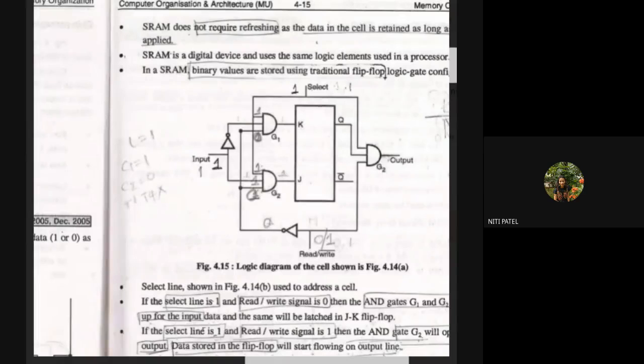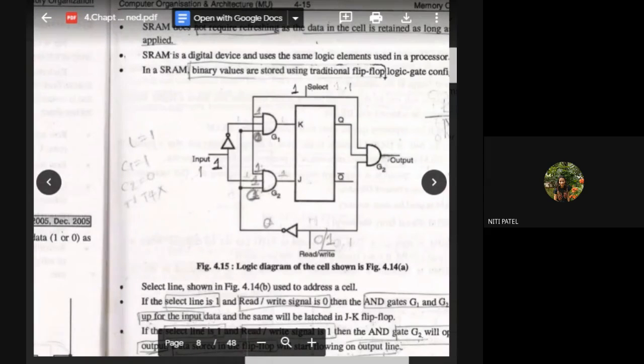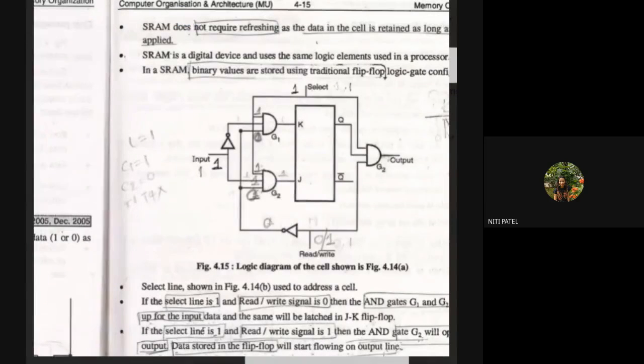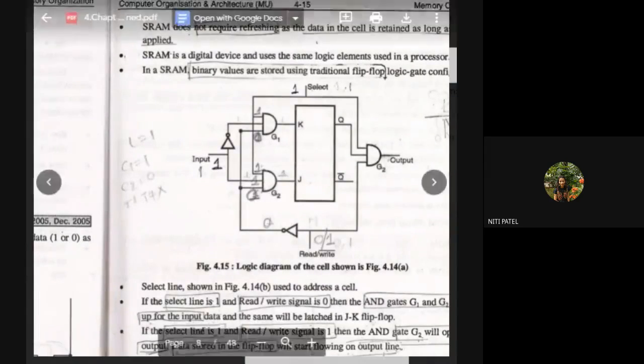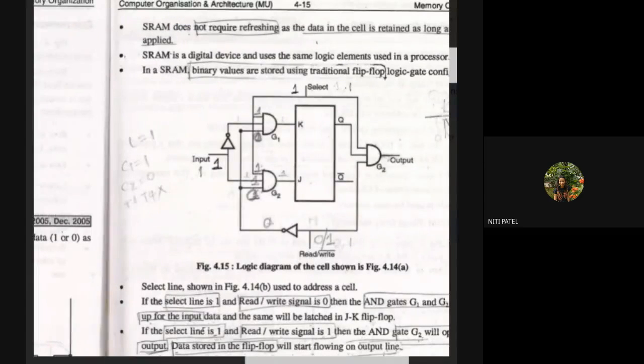Now what is happening? Again, here also there is a memory cell. This is also a memory cell. But as I said, your memory cell will keep on changing depending upon whether you use primary memory, that is RAM, or you use ROM, or you use secondary memory. Okay. Now what is happening over here?